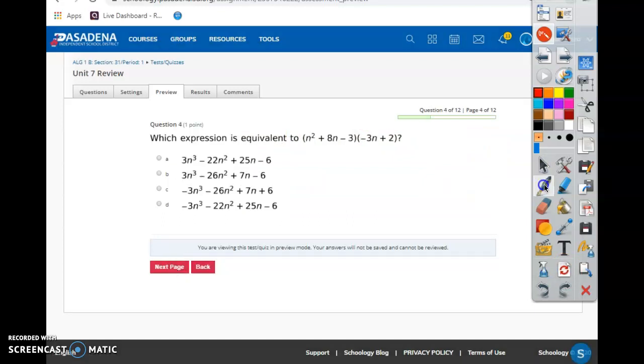We're going to do this one the same way. You can type the whole thing in Desmos, type the answer choices in Desmos, and see which one's equivalent. It's going to look a little bit weird, but that's okay. It's the one that's the same.